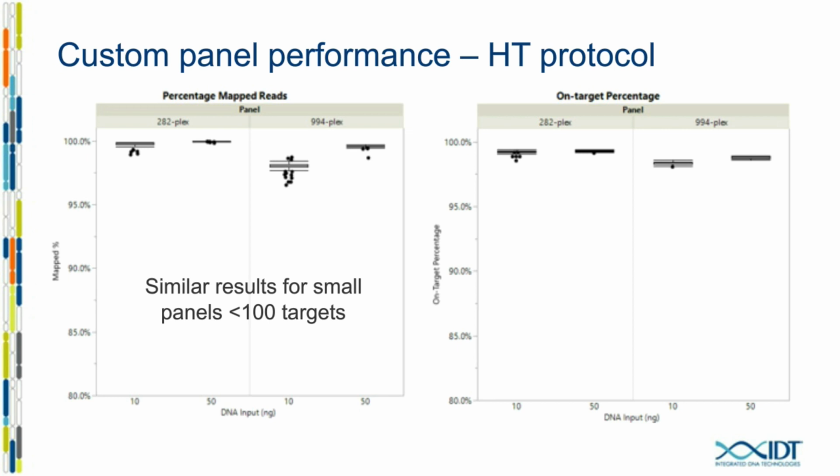On the right-hand side, we have the same two panels, and here we're looking at on-target percentage. On the y-axis you see the on-target percentage, and on the x-axis the input amount. You can see that for both panels and input amounts, we have over 97% on target. I say amplicon panels because we're using two specific pairs of primers. They generally always have a very high on-target percentage.